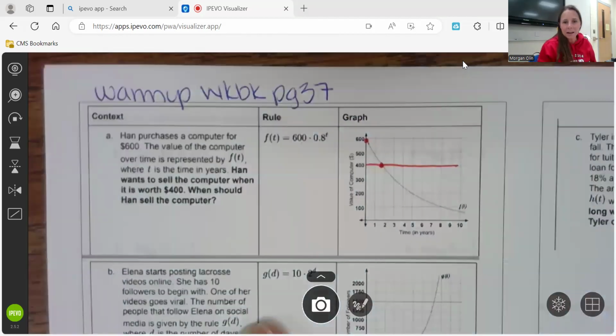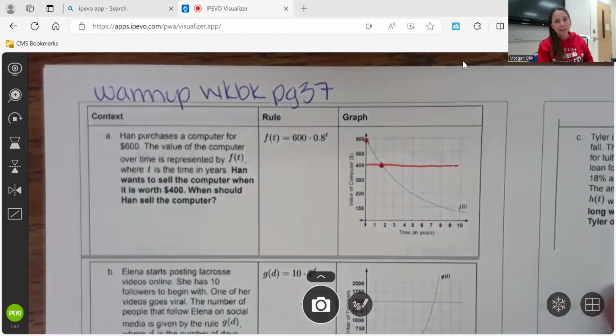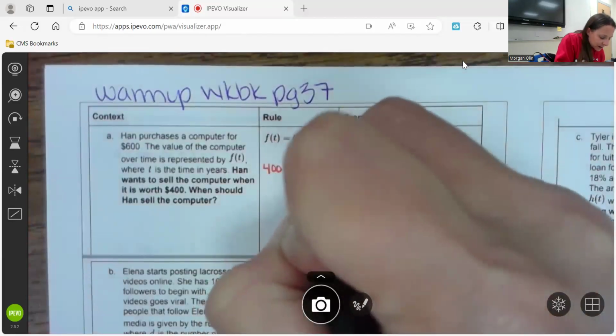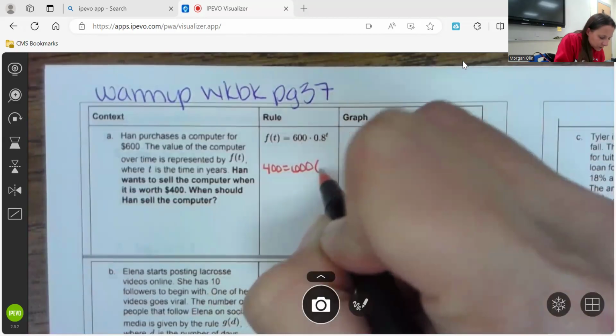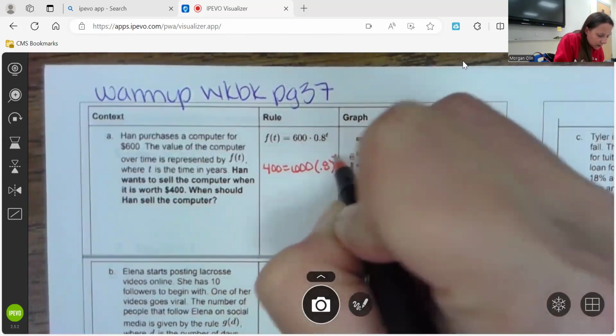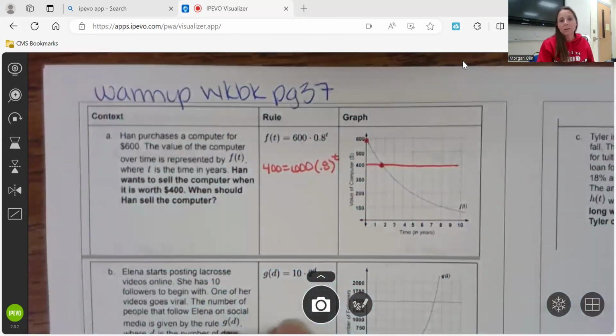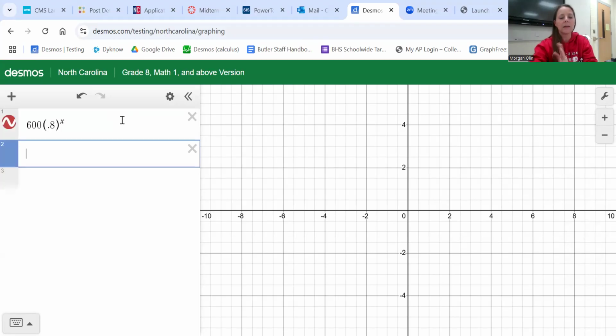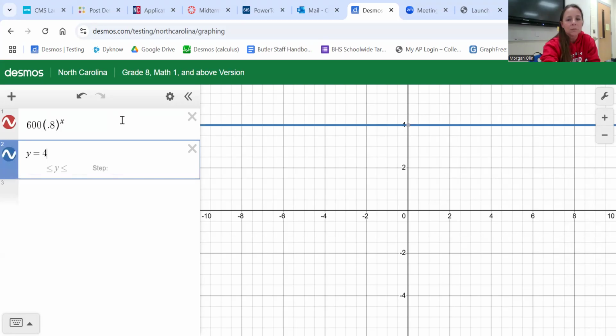We can estimate that. However, we can also find that exactly. It's when this equals 400, so 0.8 to the t. I'm going to go to Desmos right quick and plug it in. I'm going to put in 600 times 0.8. Don't raise it to the t, raise it to the x. And then 400. Don't put just 400, you've got to put y equals 400.